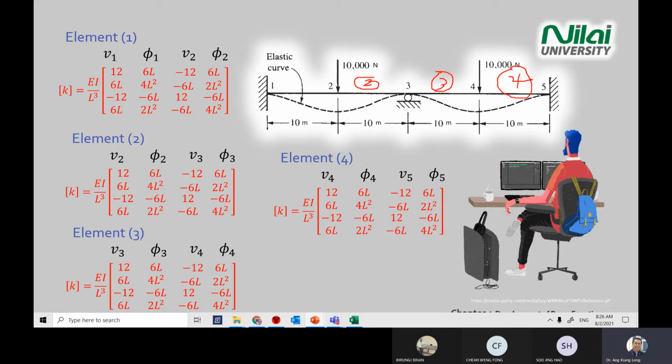All right, now the next question I'm going to ask: what is the size if you combine all these 4 matrices into capital K? What do you think the size that you will have? If you combine all these numbers, what is the size? 5 times 5 matrix. Correct.